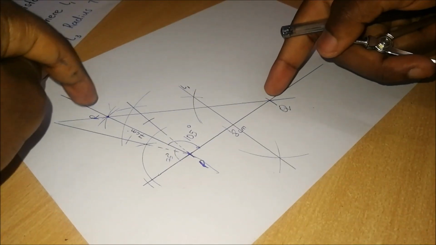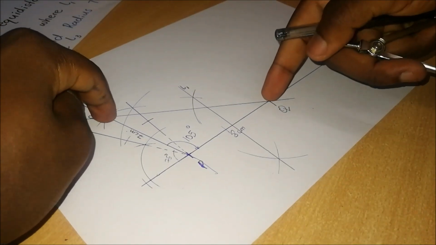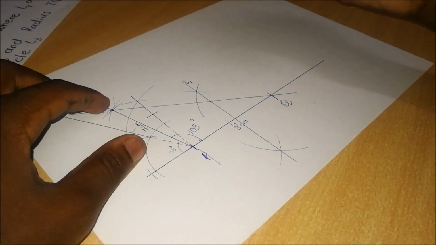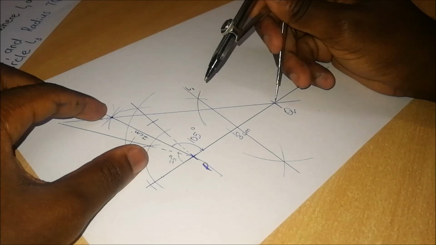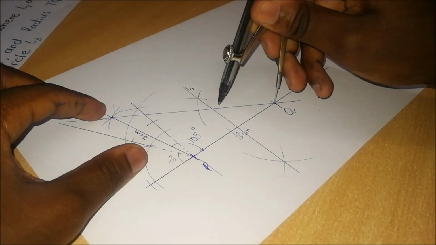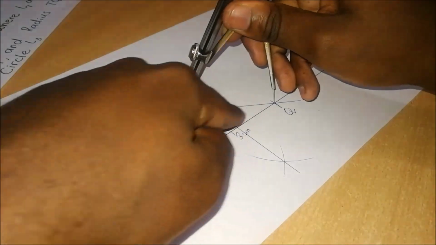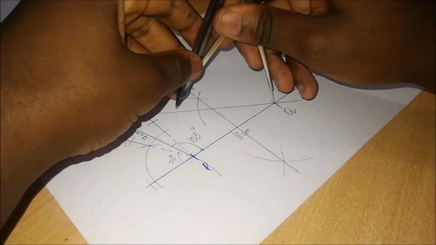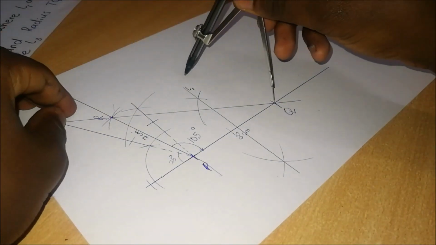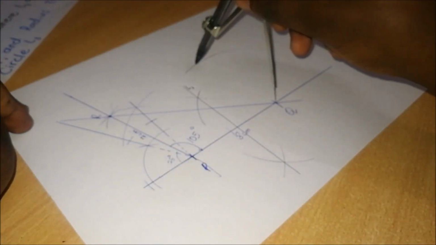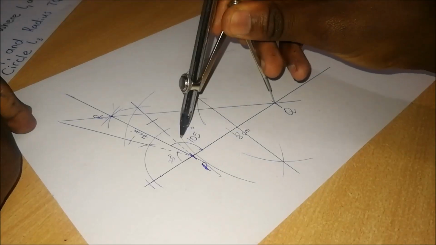So again, I'm going to bisect RQ to get the locus of points between Q and R. I'll get my compass needle, put it right there, and make sure I stretch my compass until it is just slightly beyond the center of QR. When I do so, I draw an arc on either side of this line. So I'll draw an arc up there and this way.